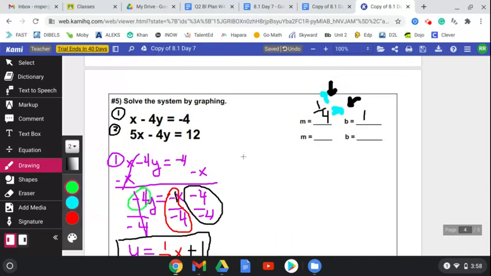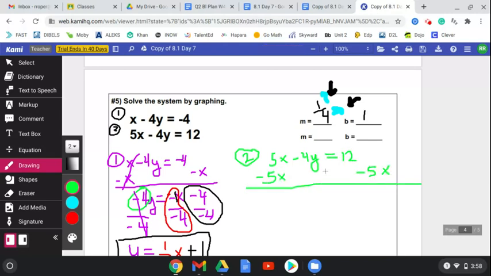Okay, now equation number 2. Let's put it in slope-intercept form. So I got 5x minus 4y equals 12. Let's solve for y here. So move 5x to the other side by subtraction. Subtract 5x from both sides. So those 5x's are gone. I have a negative 4y that I bring down. Bring my equal sign down. My x term is negative, so I put negative 5x.